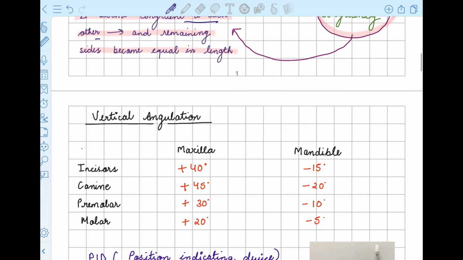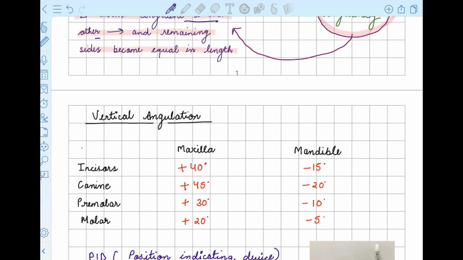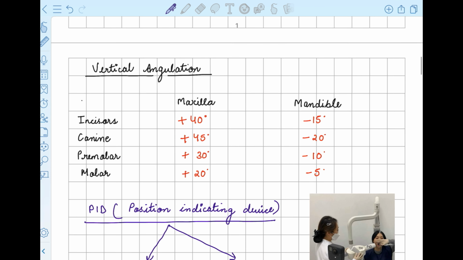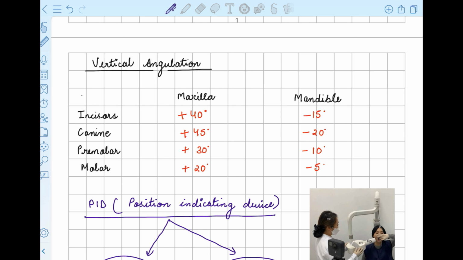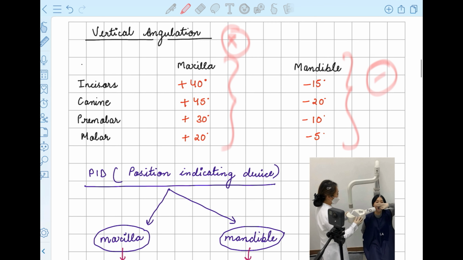Now let's see what vertical angulations we are going to use for bisecting angle technique. For incisors, for maxilla it is always positive, and for mandible it is always negative. So for incisors it is plus 40, for canine plus 45, premolars plus 30, for molars plus 20. In the same way for mandible it is minus 15, minus 20, minus 10 and minus 5.